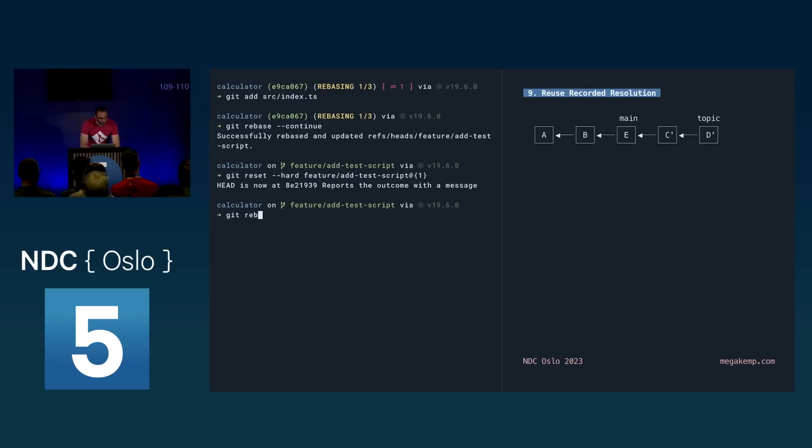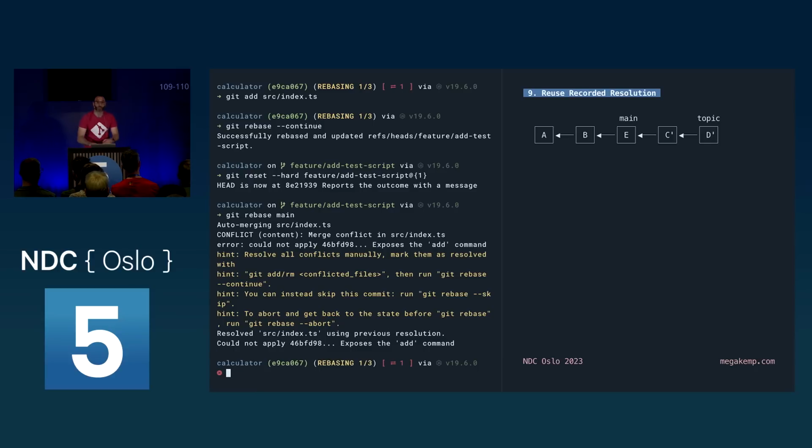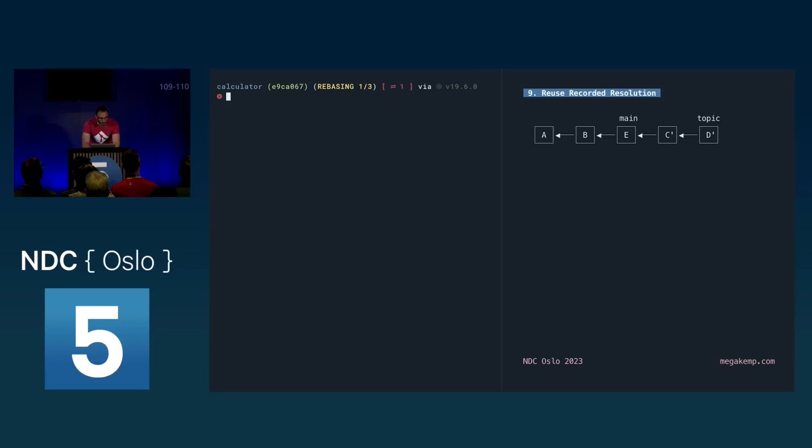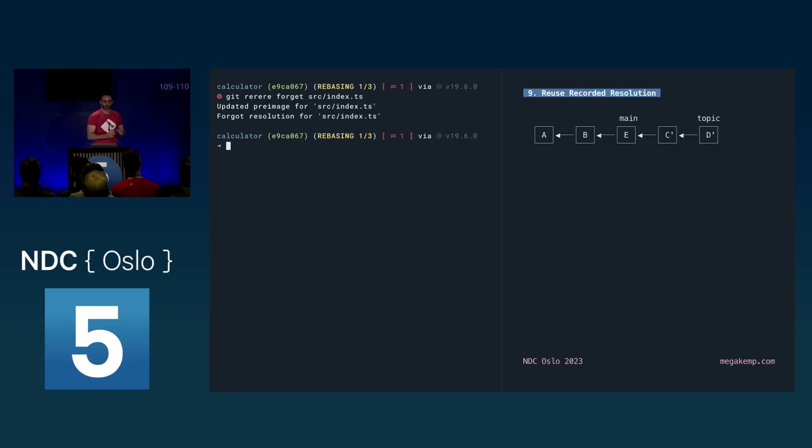Now let's do the rebase again. Of course, we run into the same conflict. However, this time the resolution doesn't apply anymore. So what do we do? We say git rerere forget src index. And it says, I forgot the previous resolution, and now you need to, of course, resolve it again and do the same thing again, right? Which is going to record the new resolution afterwards.